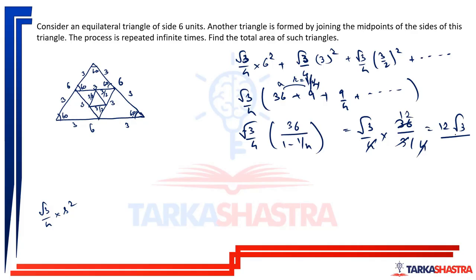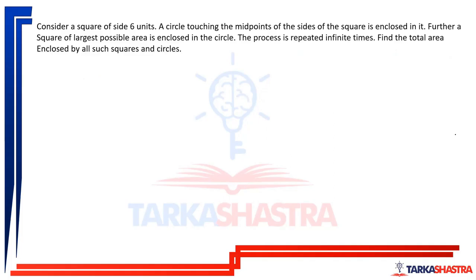Correct? Yes. Moving forward, considering a square of side 6 units. A circle touching the midpoint of the sides of the square is enclosed in it. Find the square of the largest possible area that is enclosed in the circle. The process is repeated infinite times. Find the total area enclosed by all such squares and circles.